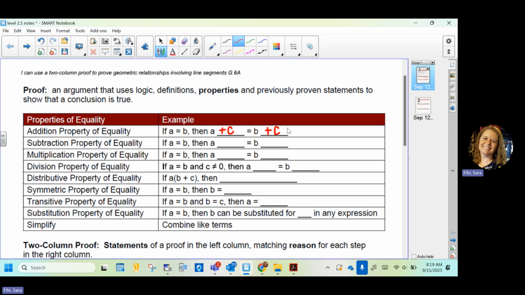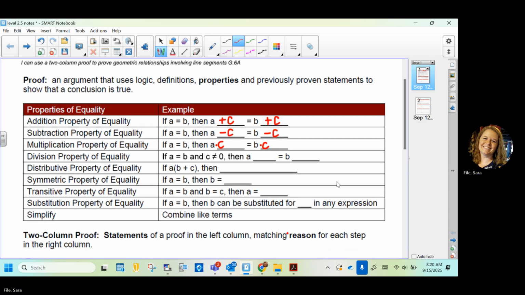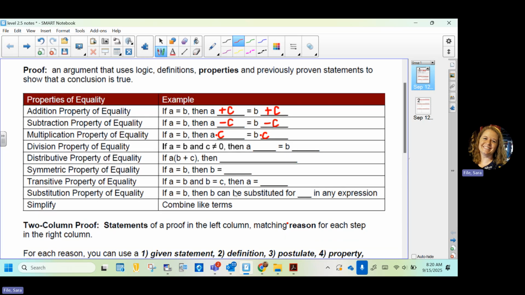Okay, subtraction, same idea. If I subtract something from one side, I have to subtract it from the other to keep it balanced. Multiplication, same concept. If I multiply one side by something, so A times C, I have to multiply the other side by the same value to keep it balanced, keep it equal. Now division is the same concept. I'm going to put a slash for divided by, because normally we would write it as a fraction. So we would divide both sides by whatever the coefficient was we were trying to get rid of.